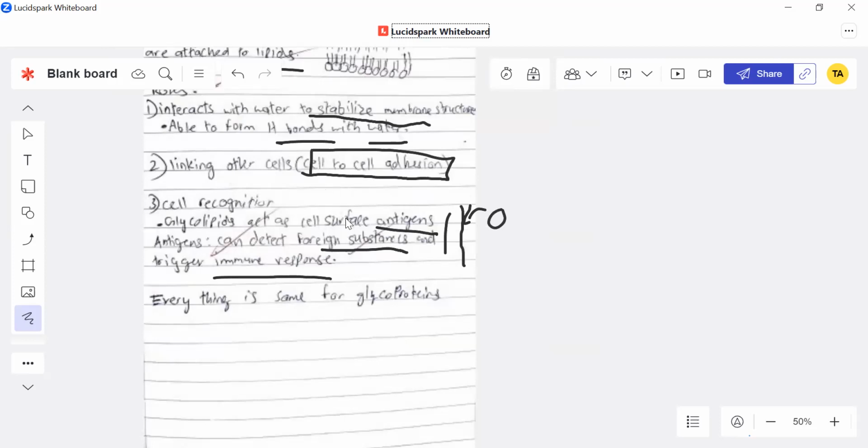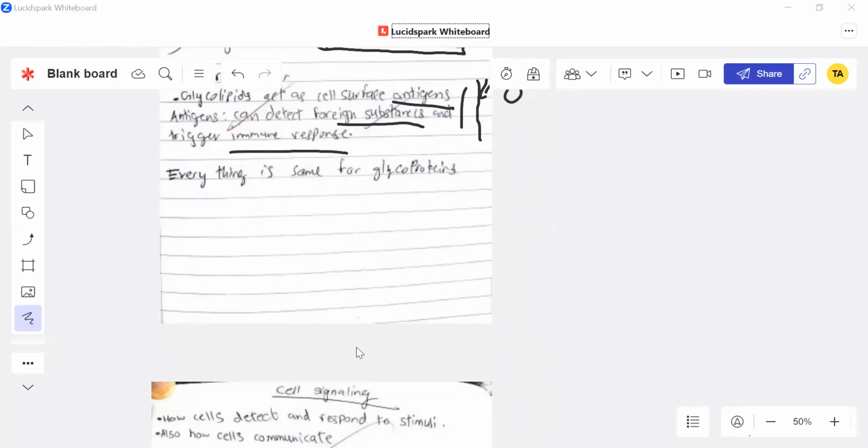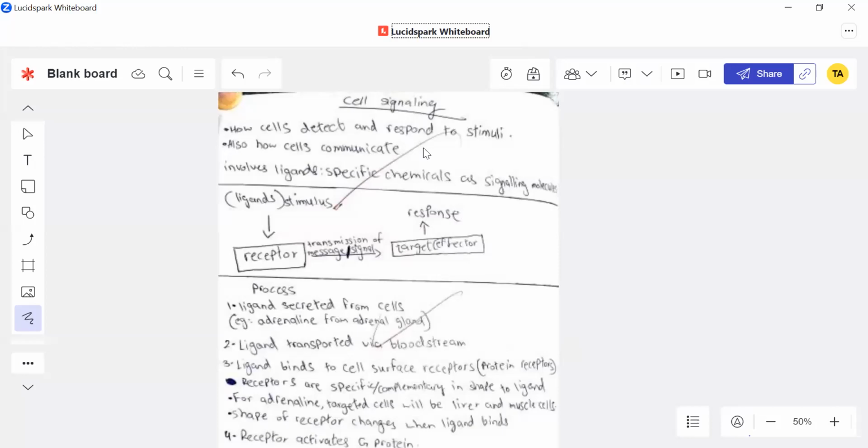Remember the 5 different compounds in the cell membrane: the proteins, glycolipids, glycoproteins, phospholipids, and cholesterol. You have to memorize the roles. You have to memorize the structure of a few of these compounds. So now let's go to cell signaling.